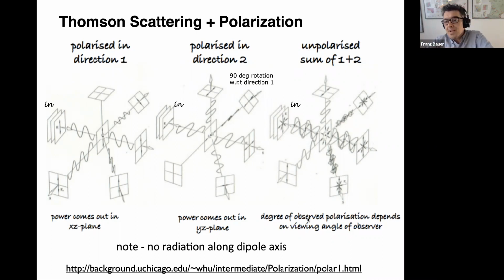So basically the degree of observed polarization depends on the viewing angle of the observer with respect to this situation. So you can have unpolarized light come in and it can end up coming out polarized. So it's a bit confusing, but this is how this situation works. Okay.